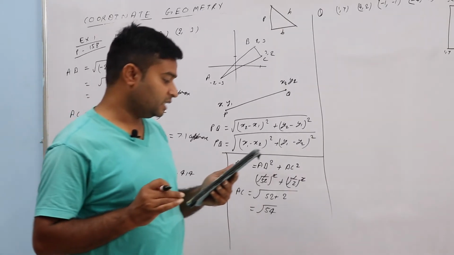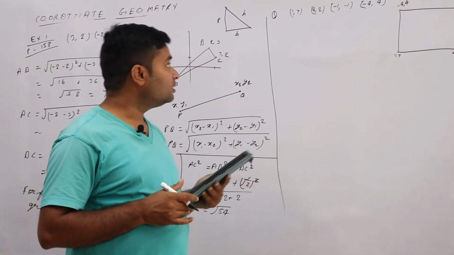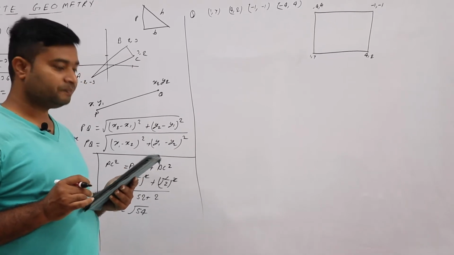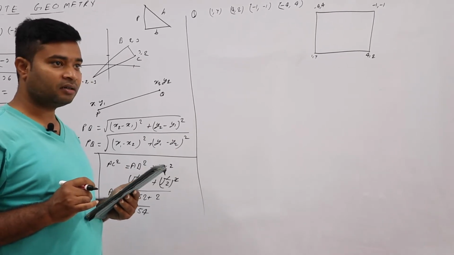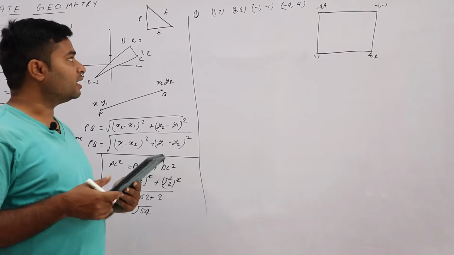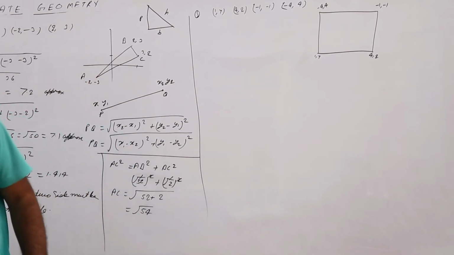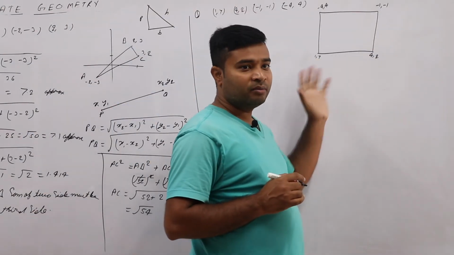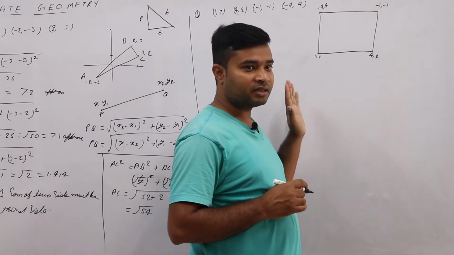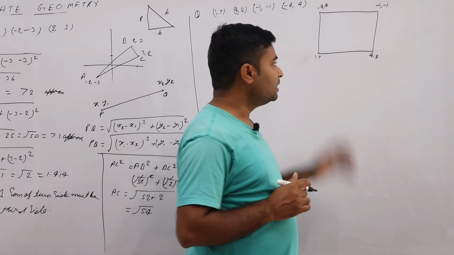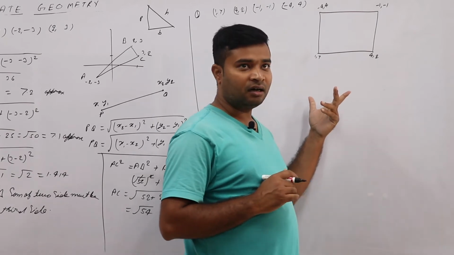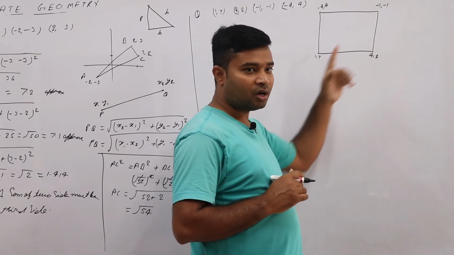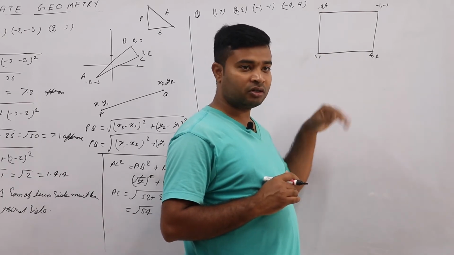Okay, see the next question. It says the points (1, 7), (4, 2), (-1, 1) and (-4, 4) are the vertices of a square. Achha. So square means what? Square means all sides should be equal. And the other thing, both diagonals must also be equal.